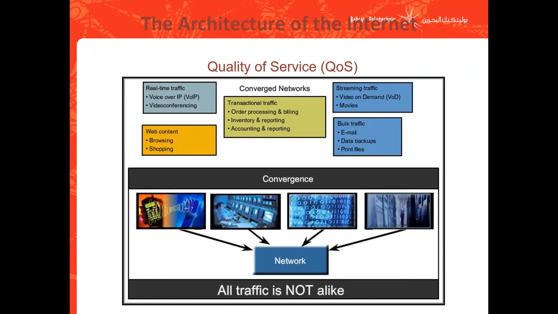This is exactly what I explained. Converged networks allow you to do everything. They allow you to do real-time traffic, which is voice over IP. You're able to talk to a person, they can hear you at the same time, they can talk to you, you hear them at the same time. You can browse. You can do transactional traffic, like data entry stuff. And then you have video on demand, like you're streaming content, and bulk traffic like email and backups and all of that. So all of these are being done on one network, which is a converged network.